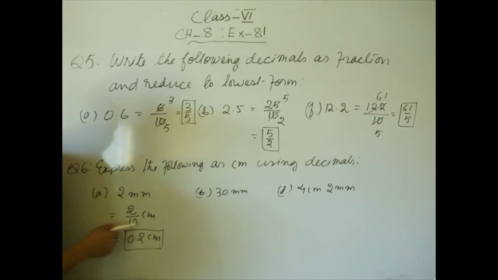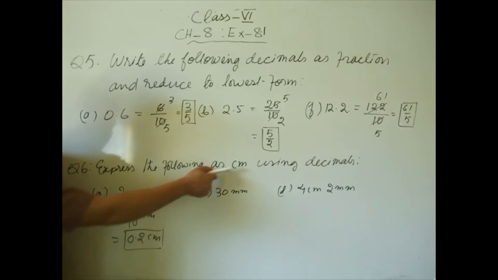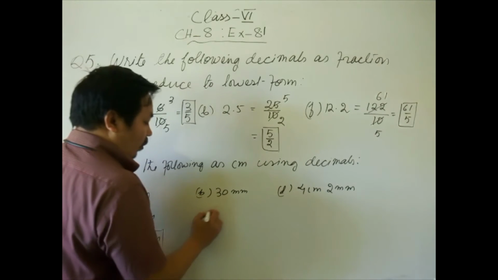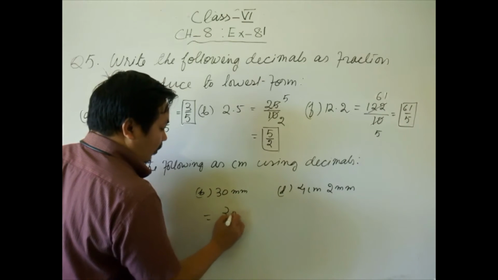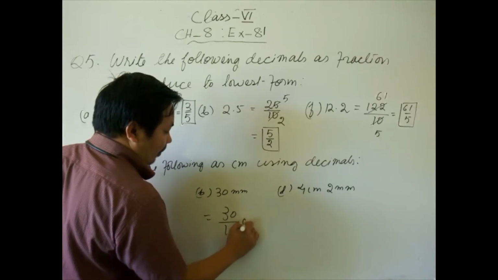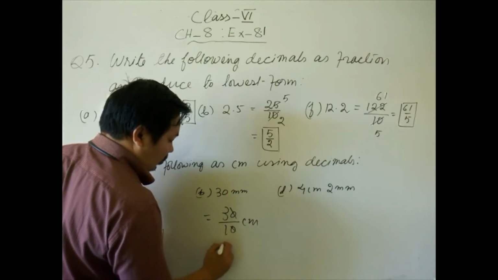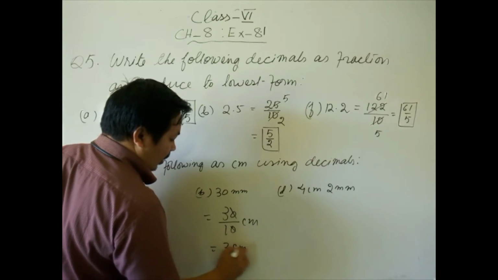Okay, why 10? Because this 10 is the value of the millimeters in 1 centimeter. So 10 millimeter you have to divide by 10. Okay, it becomes centimeter. Now this also we convert into centimeter. For that, what we have to do, this 30 will divide by 10 and become centimeter. 0 0 cancel, 3 by 1 means equal to 3 centimeter.